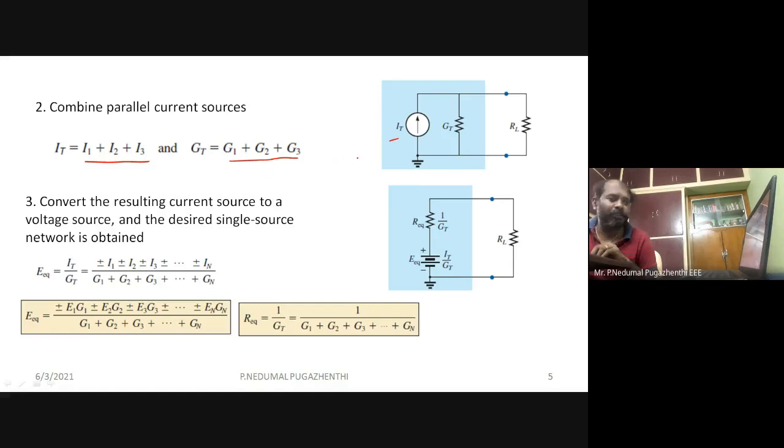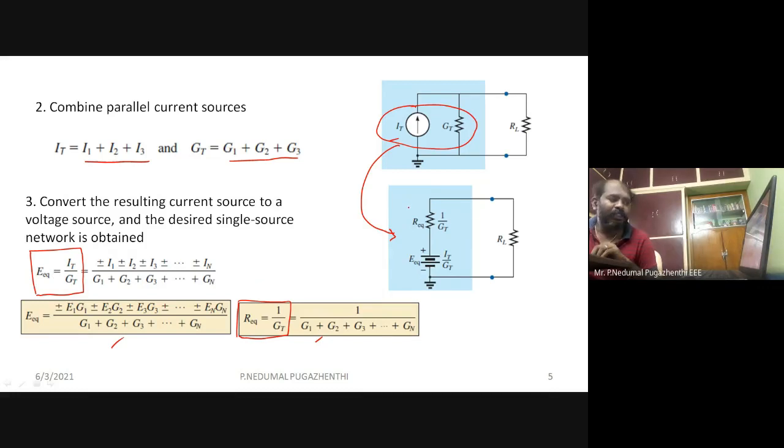Then the third step is that this current source in parallel with this conductance is converted into a voltage source in series with the resistance. The formula for converting the current source into a voltage source is E equivalent is equal to I total divided by the conductance. And R equivalent is equal to 1 by GT. Whatever GT you got, you convert that into 1 by GT. It is indirectly using the same formula which is available in the first slide.